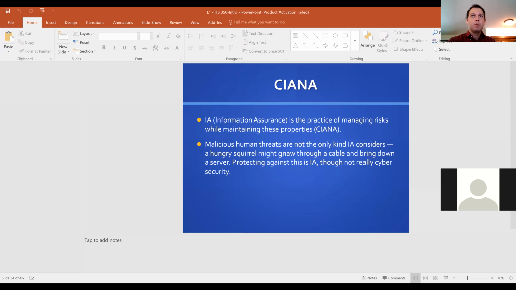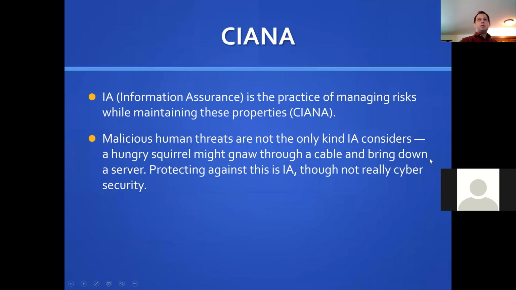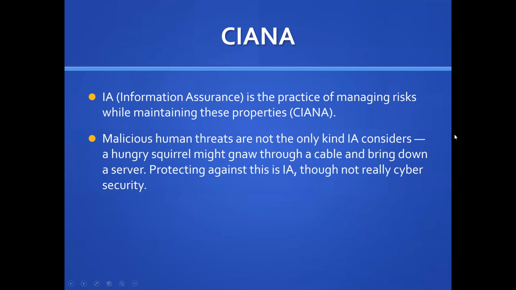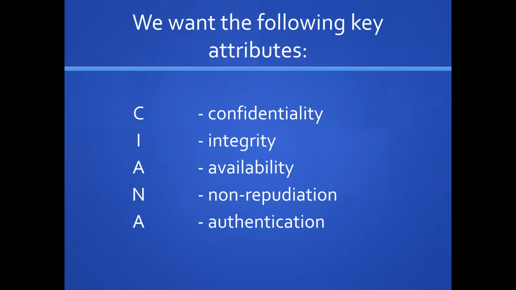All right. So I'm going to share the screen now. I'm assuming you're seeing the PowerPoint. All right, so we're recording now, that's good. I was saying that information assurance is the practice of managing risks while maintaining the properties that we just discussed. So the properties of confidentiality, integrity, availability, non-repudiation, and authentication.